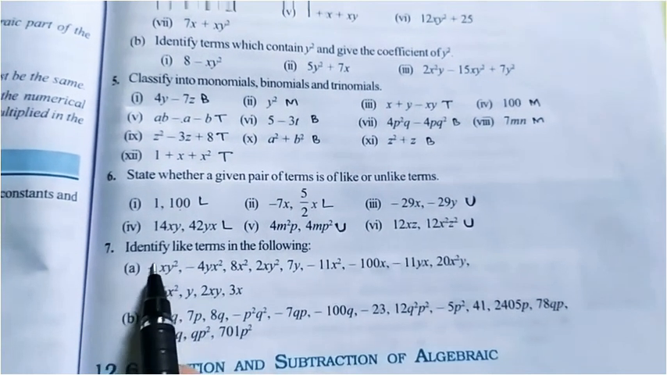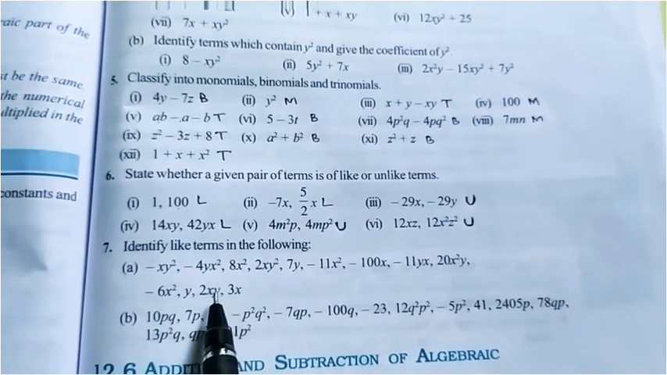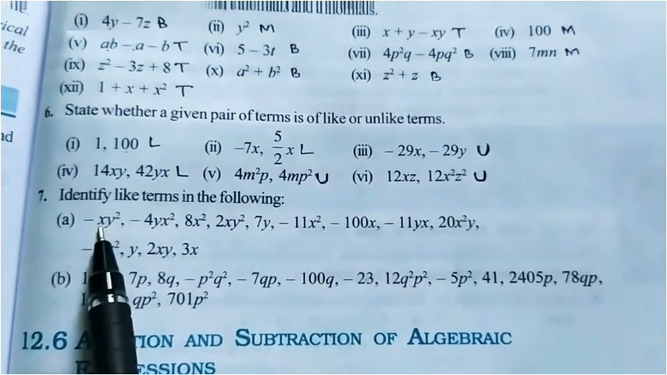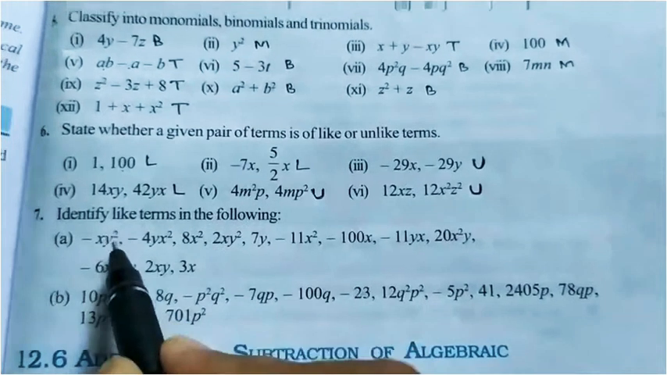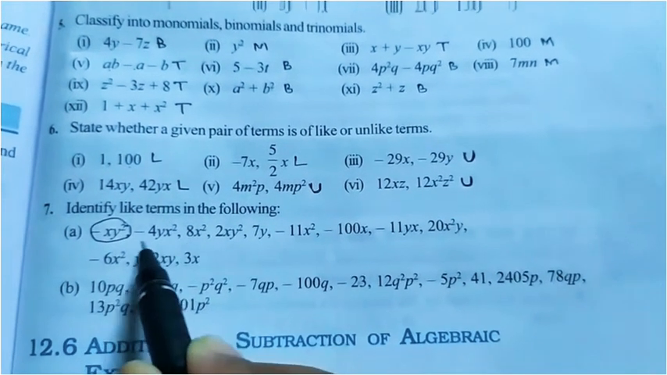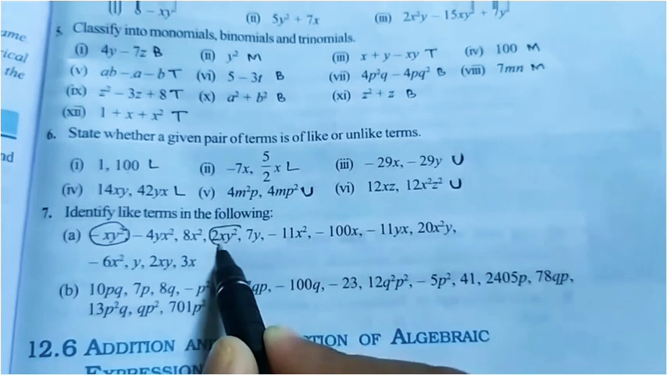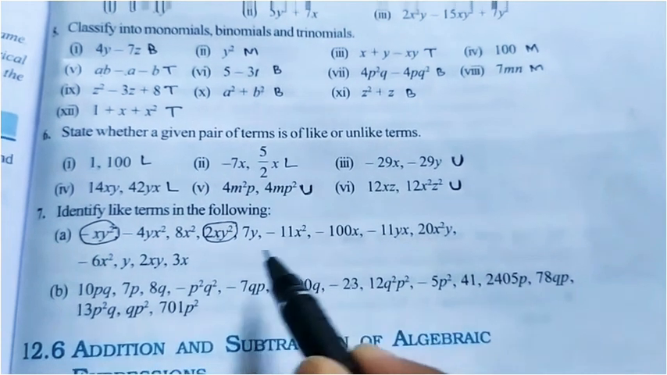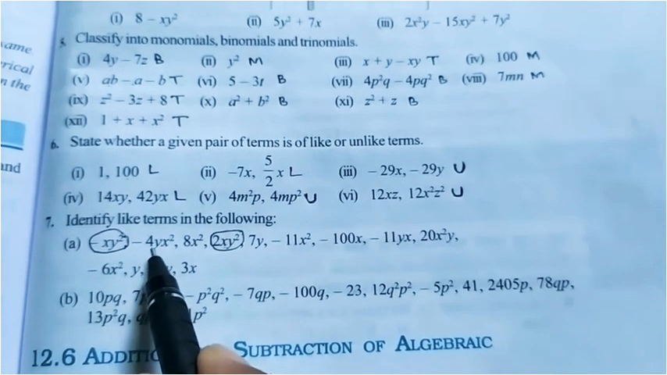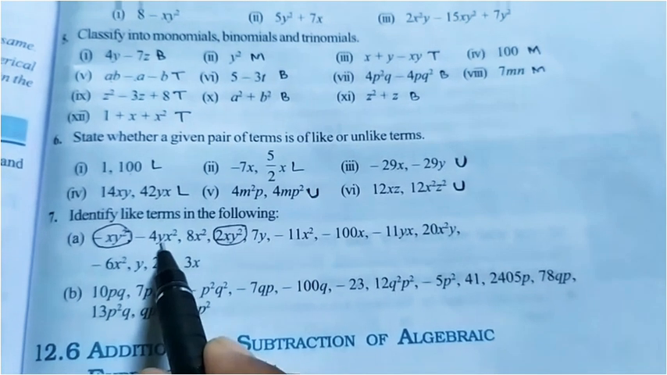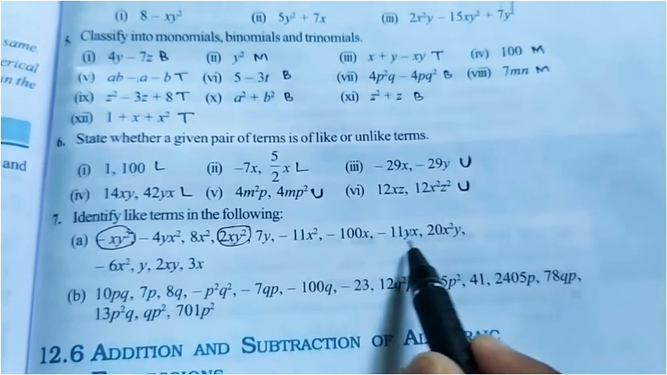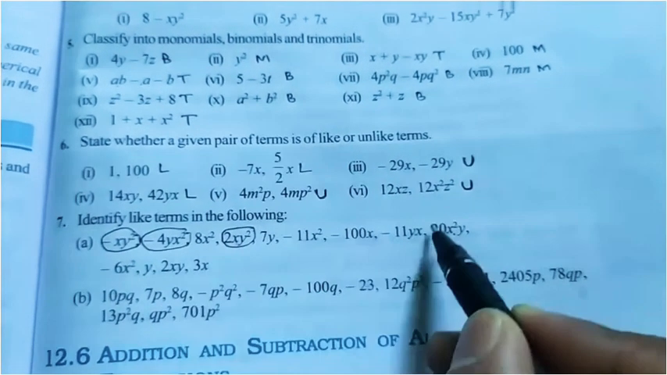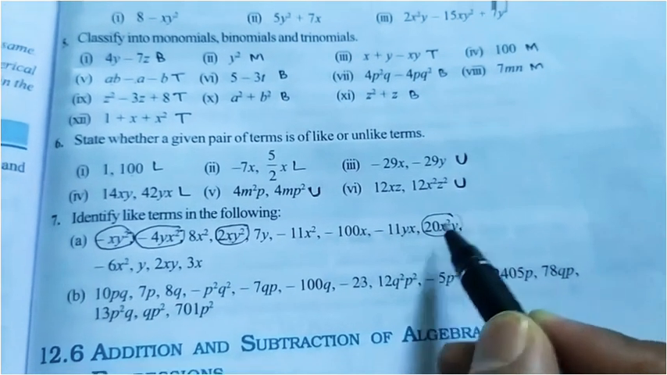Now identify the like terms in the following. First identify xy square and minus xy square, this is one pair, and the same thing 2xy square. Next, again no y square, so only 2 like terms we got. Again minus 4y square yx square, where will we get yx square, here 1 and here 1, so these two are separately like terms.